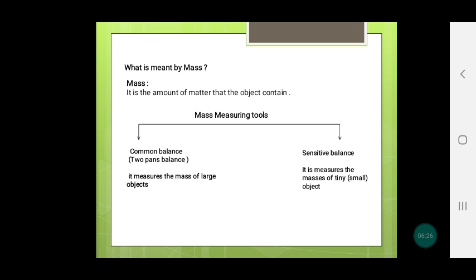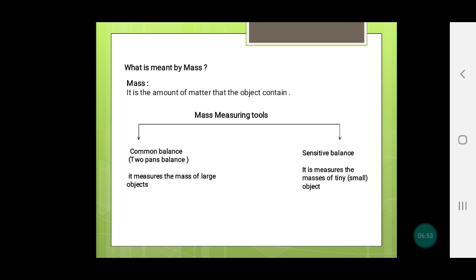The common balance, I can say it's also the two-pan balance. I can say that the common balance is used to measure the mass of large objects. Large objects like fruits, large objects like vegetables. So if I ask where you see a common balance, yes, I see a common balance in a supermarket.